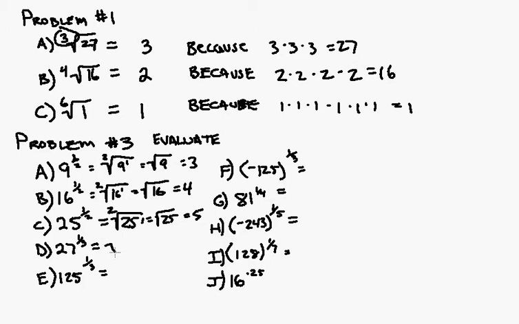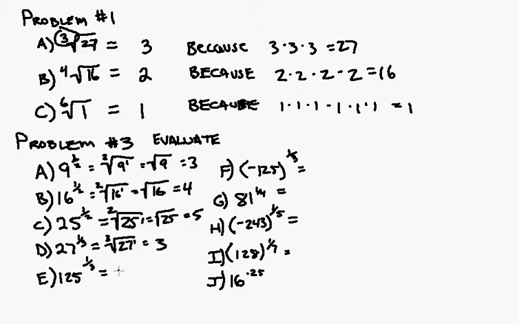27 to the 1/3 power. 27 to the first, it's a cube root, and that's going to be 3. 125 to the 1/3 power. Remember, the cube root of 27 asks you what number could you multiply as a factor or use as a factor 3 times, whose answer would be 27. The answer is 3, because 3 times 3 times 3 equals 27.